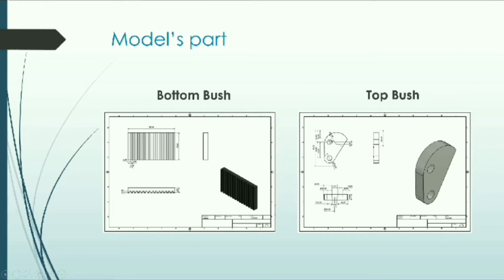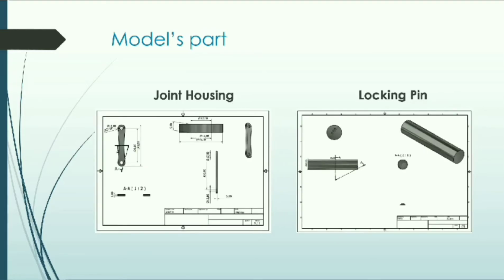And next is bottom bush. It is for gripping the bottom part of the metal sheet. And the top bush is for gripping the top part of the metal sheet. And the last one is joint housing and locking pin. Joint housing is to allow the gripper to slide and clamp the metal sheet, while locking pin is to lock the components of the gripper in place.